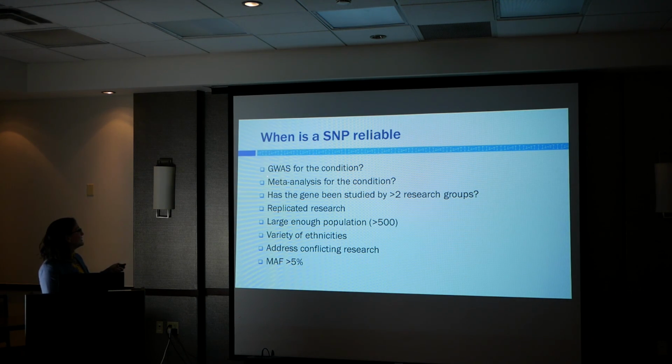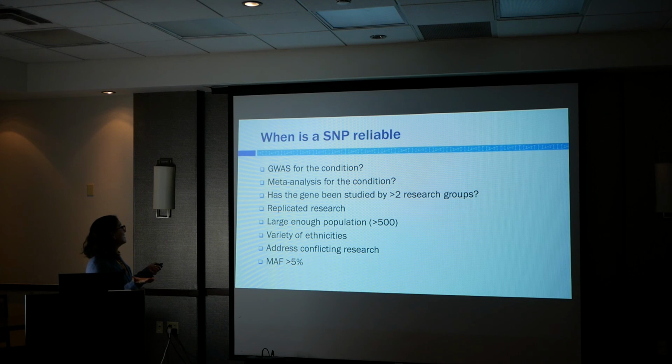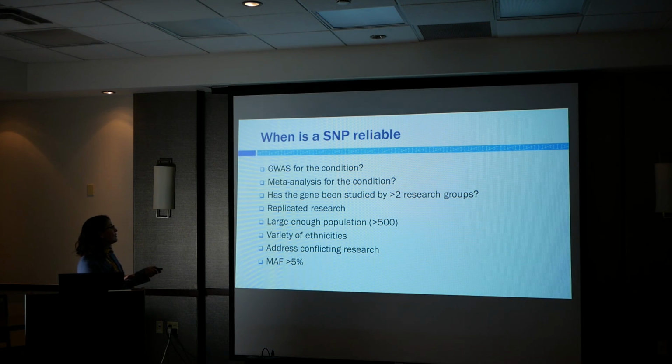we look for is: is there a gene-wide associated study? Is there a meta-analysis? Has the gene been studied by more than one research group? More than two research groups, really, right? We want to see that it's not being pushed by one particular group, because we want to see that multiple scientists have found it to be relevant. Is it replicated? Is there a large enough population being studied?